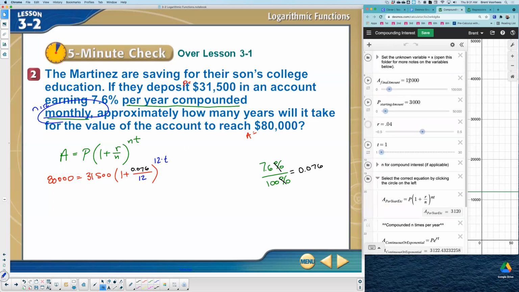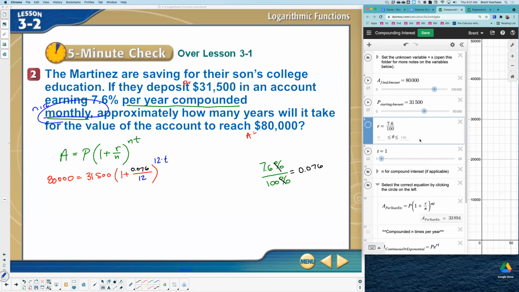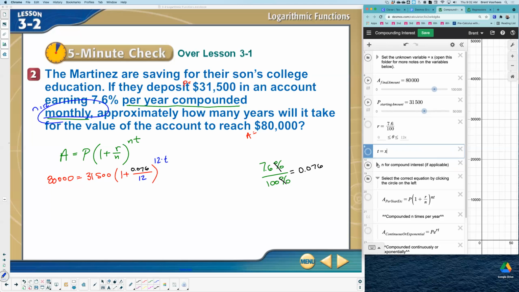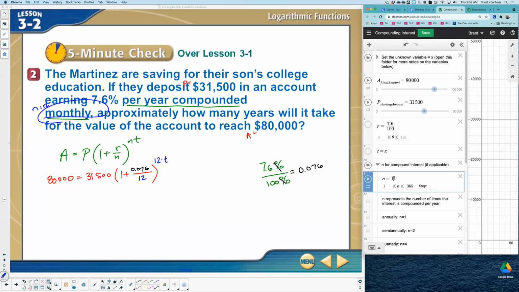So we come over here. The final amount we want is 80,000. The initial amount is 31,500. Notice on Desmos, you don't put in commas, but they will naturally give a little space where the comma would be. They'll do that for you. The rate we said is 0.076, which you could have done 7.6 divided by 100 right there as well. I'll just write it that way. You could do 7.6 divided by 100 if you don't want to make a mistake. Just let the calculator do the math. We don't know time, so what should we do for time? X. This one did have an N, so hit the little triangle to open that up and go to 12.